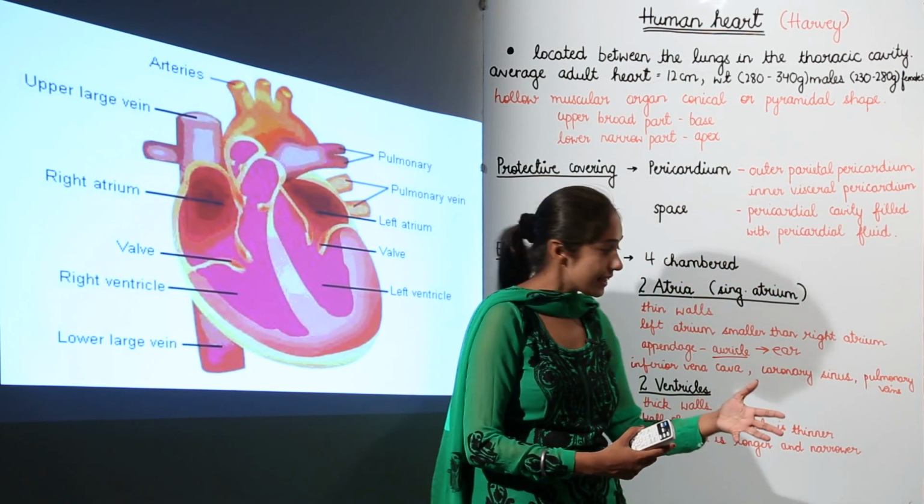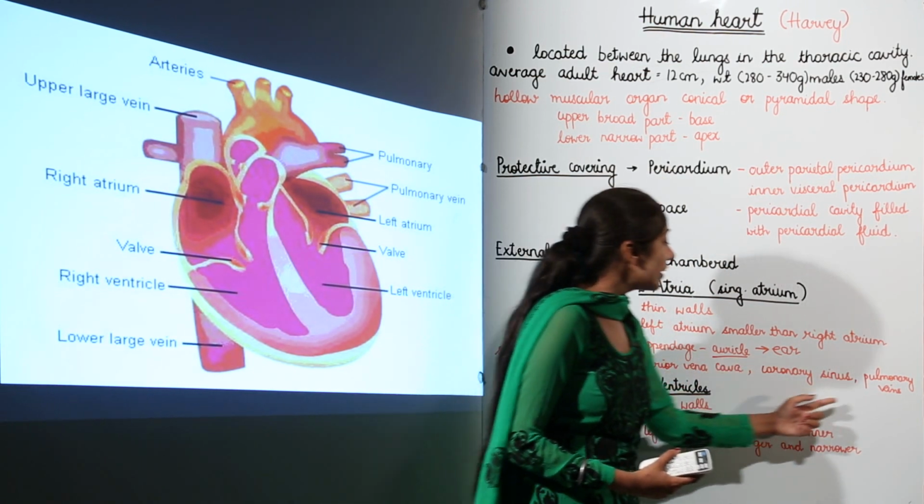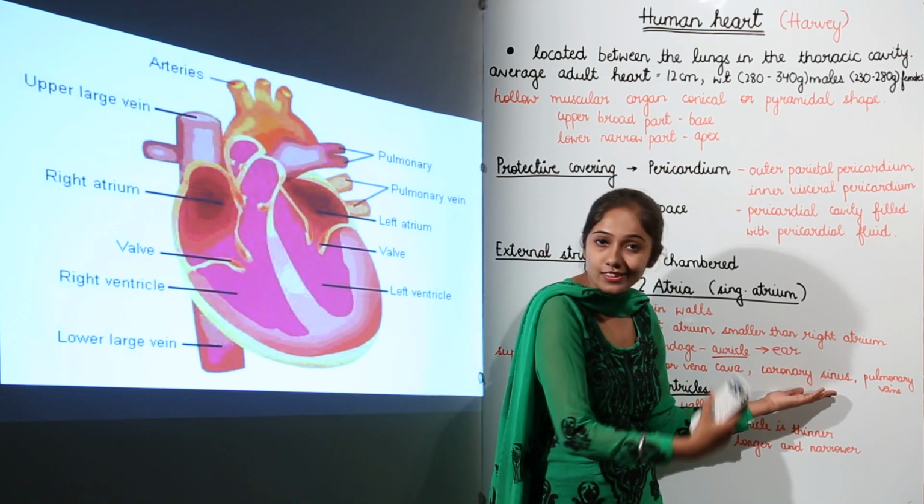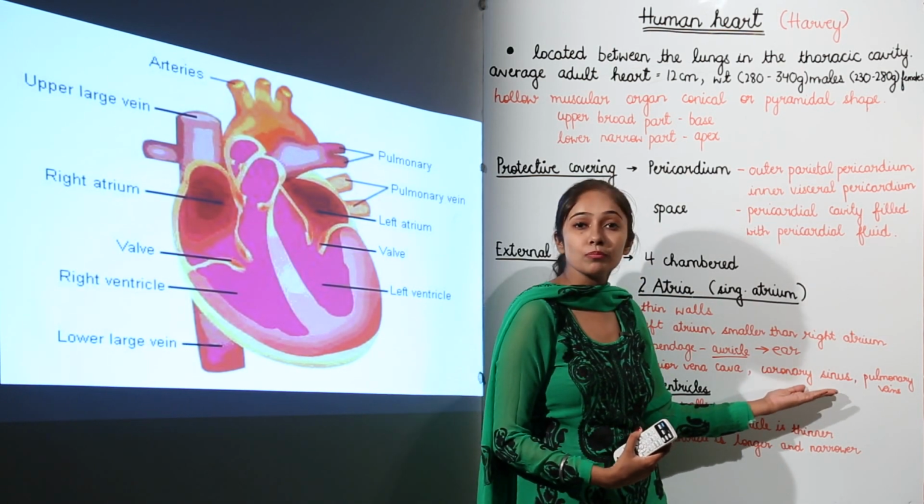For example, legs, right. Then we have the coronary sinus. The coronary sinus actually has blood mostly from the heart only, right. It has blood mostly from the heart only.